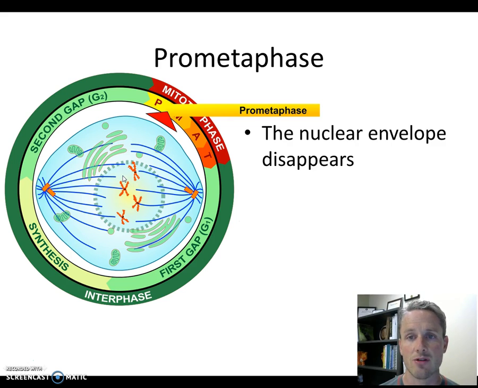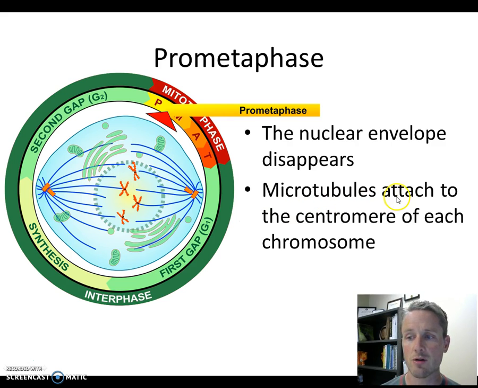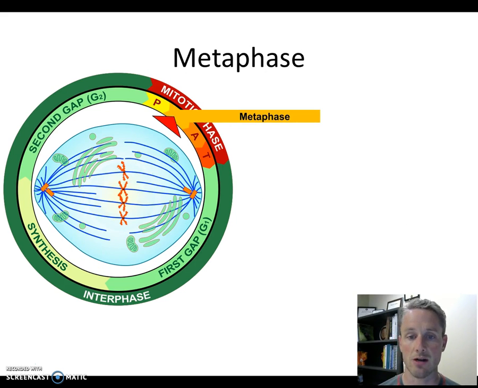The next thing that happens during prometaphase is that the microtubules attach to the centromere of each chromosome. So again, my blue lines emanating from the centrosome grow outwards, and they connect to this part of the chromosome right in the middle called the centromere. So our microtubules grab onto the chromosomes. They grab onto the chromosomes at the centromere. So next we'll proceed into metaphase.